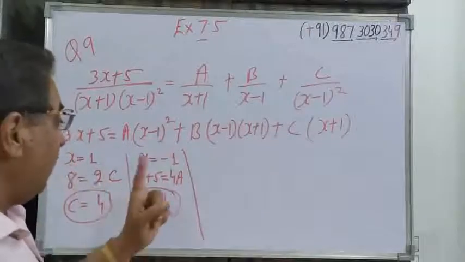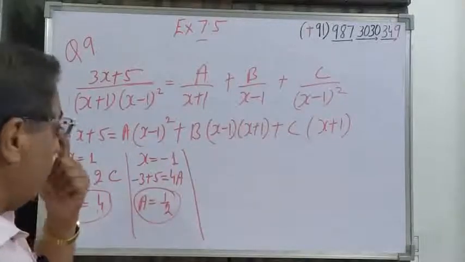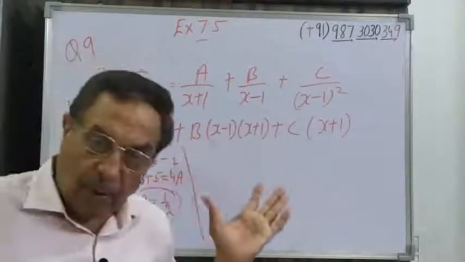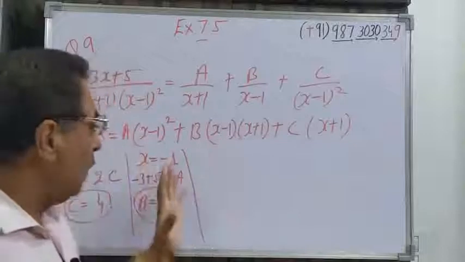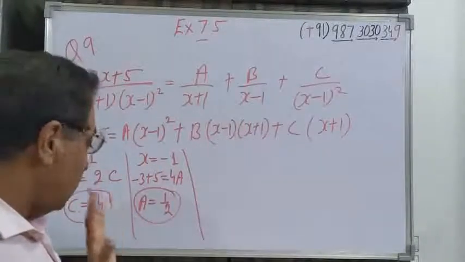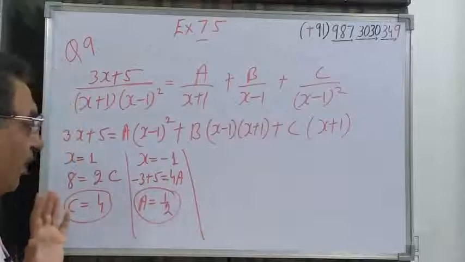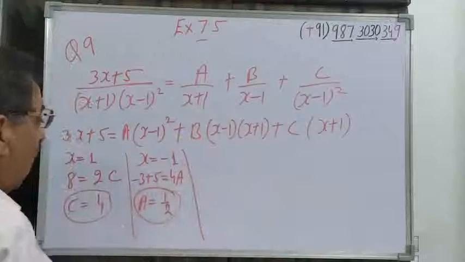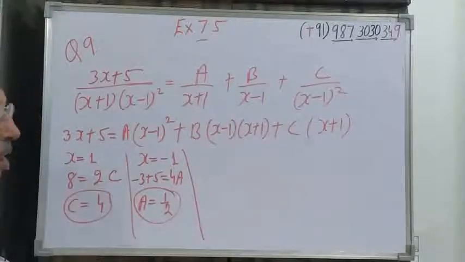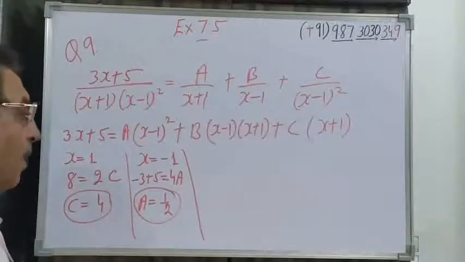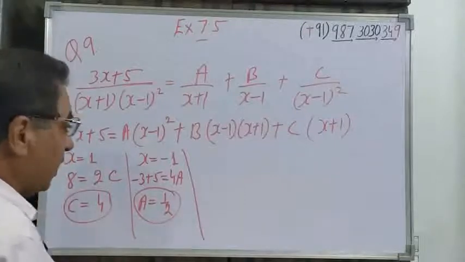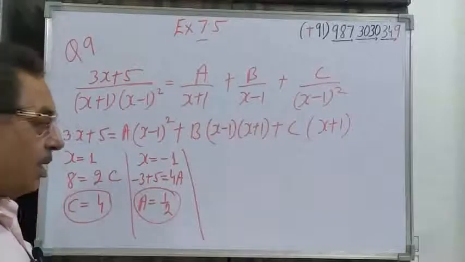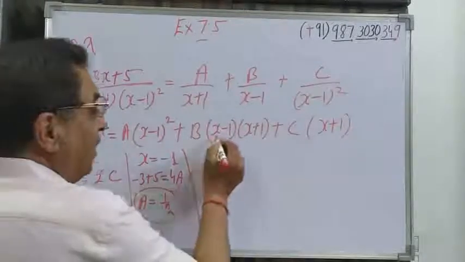We are left with the value of B. How to find the value of B now? Both factors were involved, and I made both of them 0. I got the values of the two constants A and C. Now I want to get the value of B. What should I do for B? I will compare the coefficients on both sides. Which coefficient should I compare? I can compare either the coefficient of x or x square. The simplest is when I multiply these two.